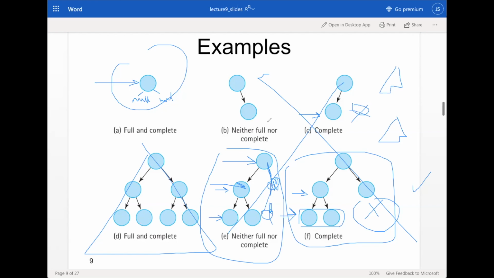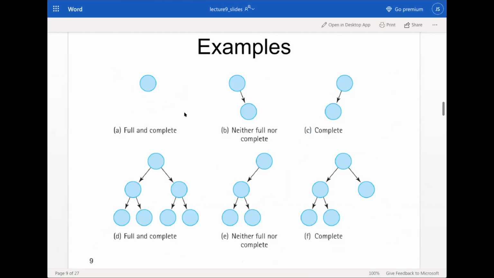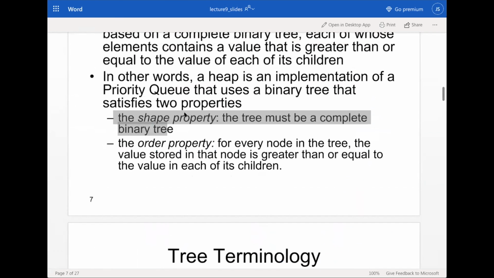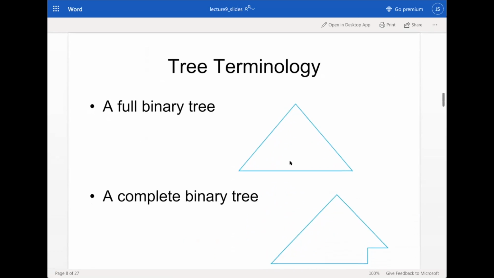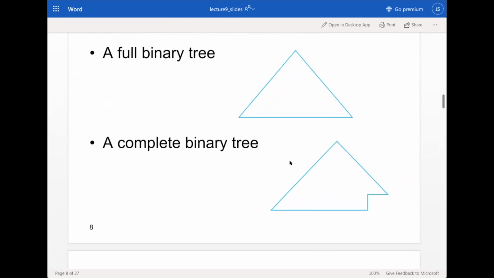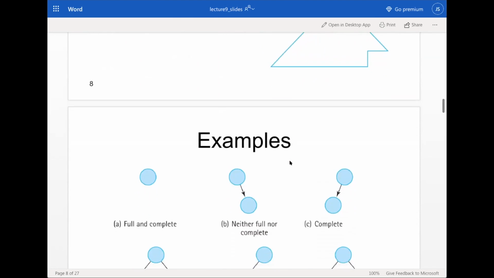This is the shape property, right? So if we go back and look at this other property, which is called the order property: for every node in the tree, the value stored in that node is greater than or equal to the value in each of its children. So this is what we call a max heap. This means that the element must also be larger than elements in any of its descendants.